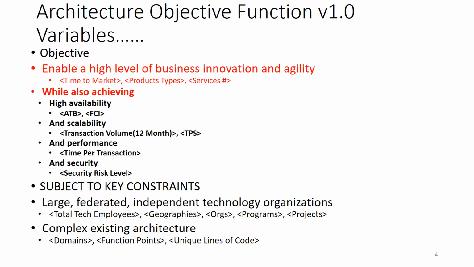Architecture objective function 1.0, when you break it down into variables, would look something like this. You take your high-level objective, which is to enable innovation and agility, and ask what that would look like in terms of variables: time to market, product types, number of services. In the ITIL world, you're very focused on what the business services are. But you also have to achieve high availability, for example ATB, which is availability to business, and minimize your failed customer interactions, your FCIs.